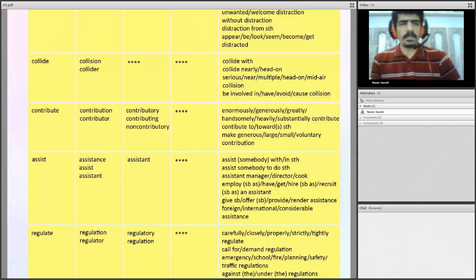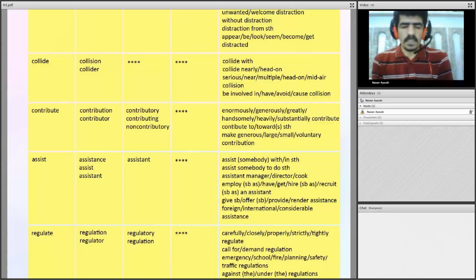Next one: collide, collision, collider. Collide means to run into, to hit somebody or something that is moving. Collision is a kind of accident.